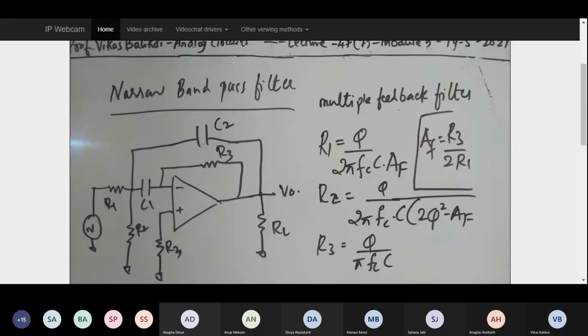And there is one more condition. It should ensure that the AF, whatever I am getting, should always be less than 2Q square.